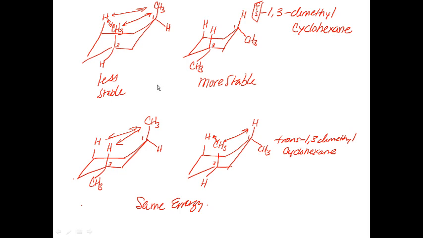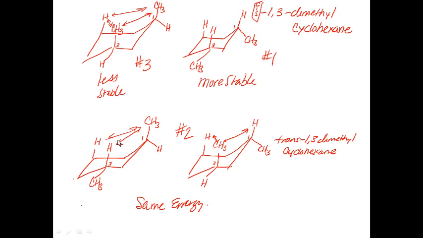So now let's do what we did for the non-cyclic alkanes. Can I rank all four of these structures from number 1 to number 4 in terms of stability? If you said that having both methyl groups equatorial was the most stable, yes. If you said having one methyl axial and one methyl equatorial is next most stable, yes. If you said that having both groups axial was the least stable of all four, then you win.